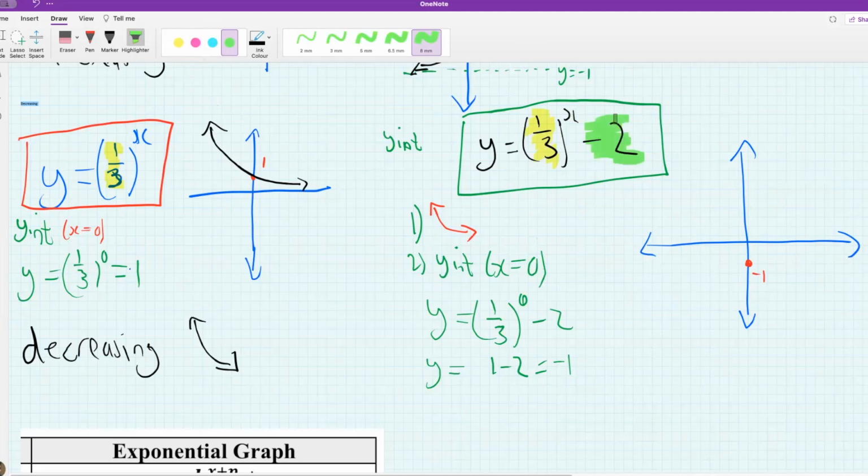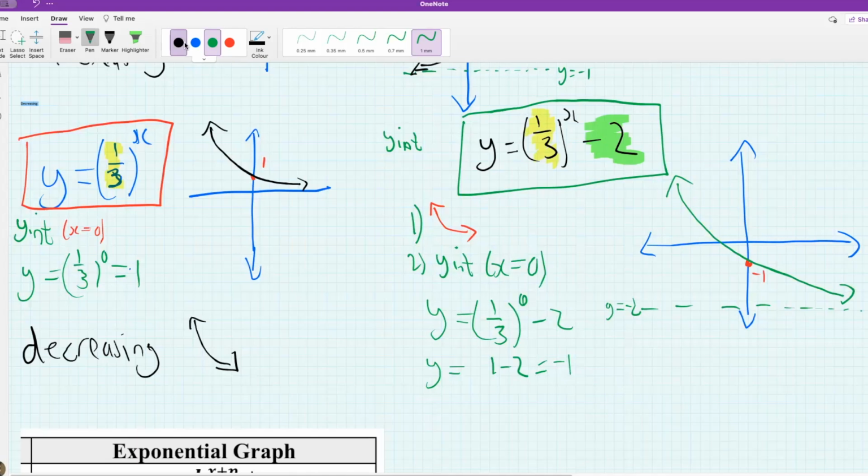So what does this minus 2 do? It brings the whole thing down. The asymptote used to be here. And so now there's going to be an asymptote at y equals minus 2. And what is the shape of this graph? So because of the yellow bit, because that's a fraction, it's going to be coming in for landing. And it's going to look like that.